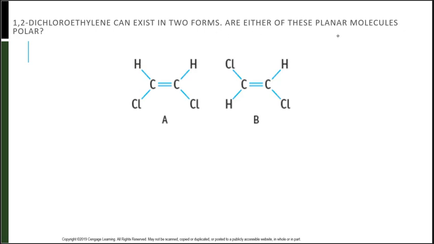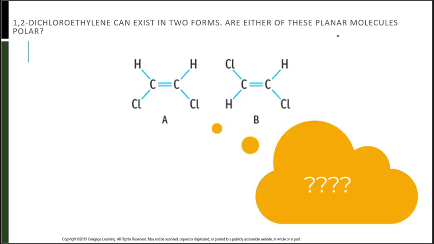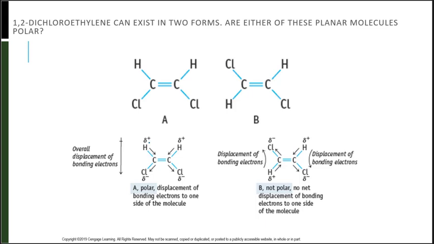What do you think? Are either of these planar molecules polar? Just by looking at them, what do you think? This first one is polar and the second one is nonpolar. Let's look why. CCl is going to be a polar bond, and this CCl is going to be a polar bond. C and H are nonpolar. So we have an overall pull. If this one's going down and right, this one's going down and left, I have an overall pull down.